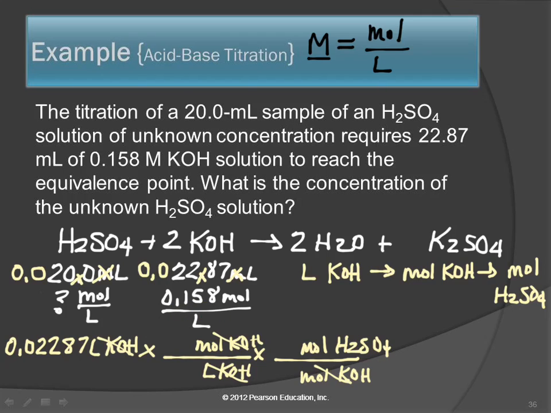So 0.158 moles. How do we find this relationship? From the equation. 1 mole of sulfuric acid reacts with 2 moles of KOH. So I put 1 in front of H2SO4 and 2 in front of KOH. And now I can find the number of moles of sulfuric acid that were in that flask. 0.02287, bless you, times 0.158 divided by 2.